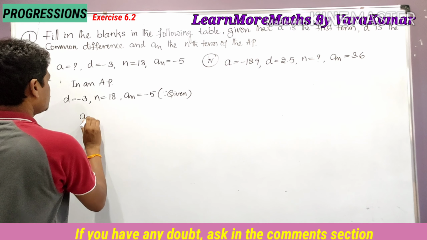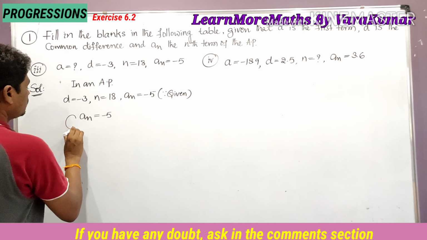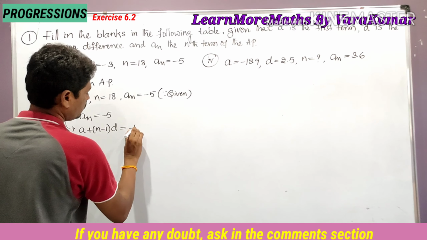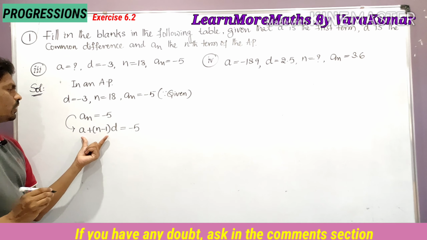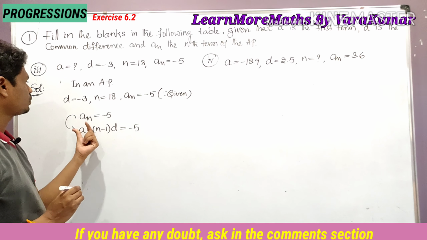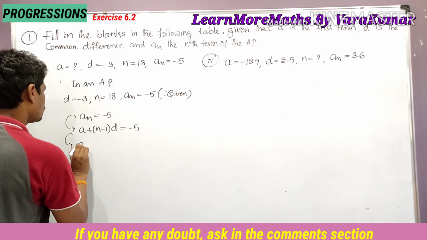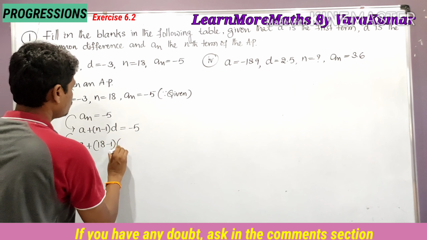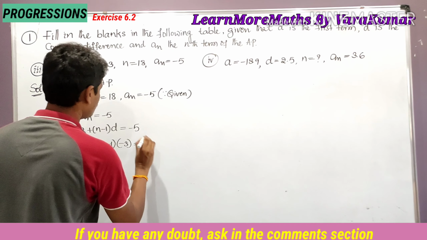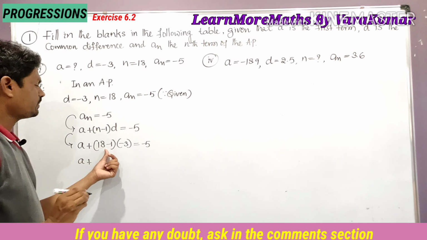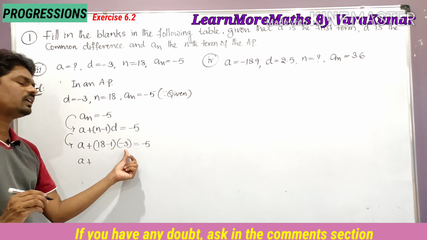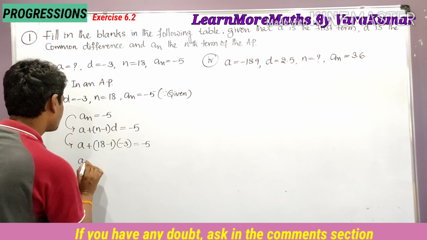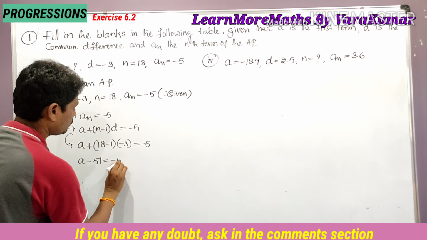So by taking an is equal to minus 5, an can be written as a plus n minus 1 into d. A plus n minus 1 into d is equal to minus 5. So we have to substitute the n and d values to get the a value. So write a as usual, student. The n value is 18 here. So a plus 18 minus 1 into d value, which is minus 3, is equal to minus 5. So 18 minus 1 is 17, student. 17 times 3, 17 3s are 51. But minus is there, it becomes minus 51 is equal to minus 5.